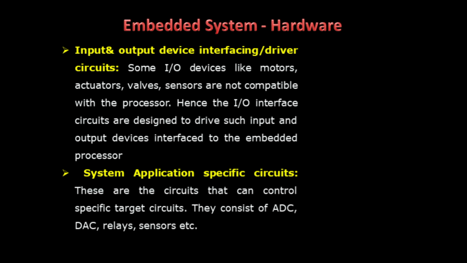And then system application specific circuits. These circuits control the target circuits such as ADC. ADC means analog to digital converters. When the application requires converting analog signals to digital signals, it will need analog to digital converter circuits. Another one is the digital to analog converter. When the application requires converting digital signals into analog signals, it should use digital to analog converters. Apart from these two circuits, relays and sensors are also used. They are called application specific circuits used by our embedded system.